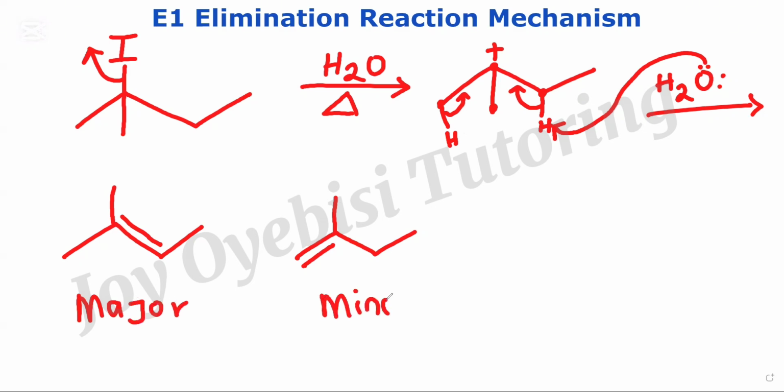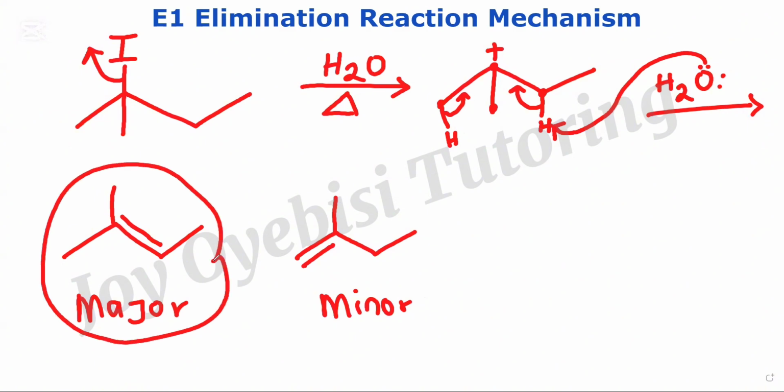But note that usually the major product is what you report. All right, but just in case they ask for both, you're going to be taking the hydrogen on the left, just like I showed you there. And the double bond will then be in that position.